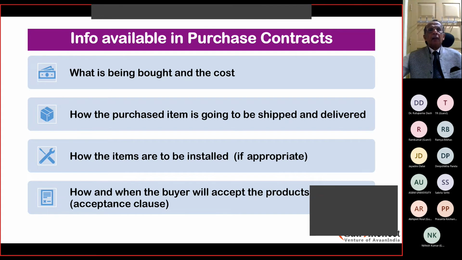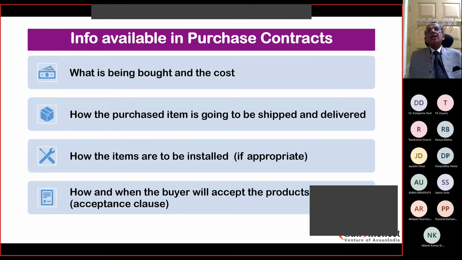Look at number 1. What is being bought and the cost. Number 1. How the purchase item is going to be shipped and delivered. How do you know this and what is the method of knowing this? Anybody? Any suggestions from anybody?